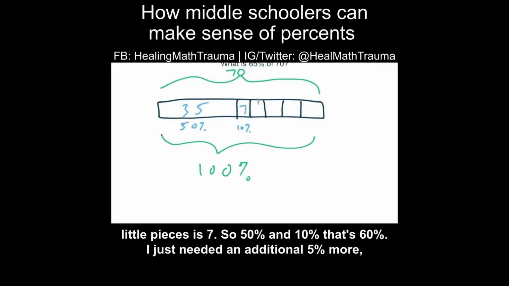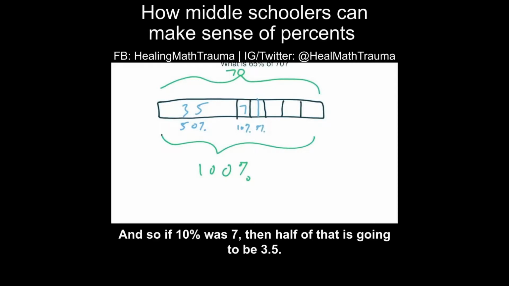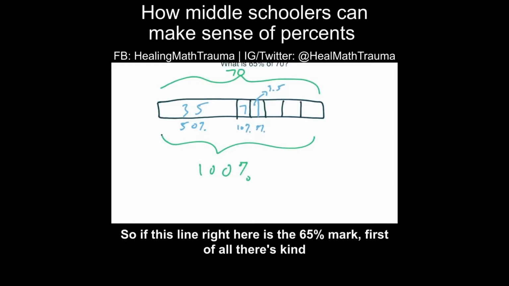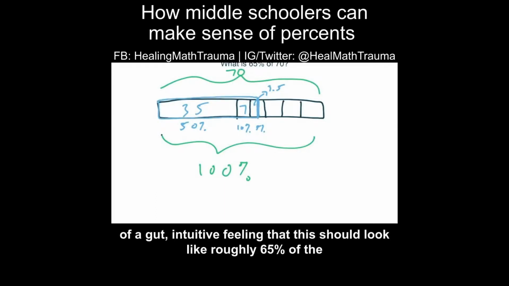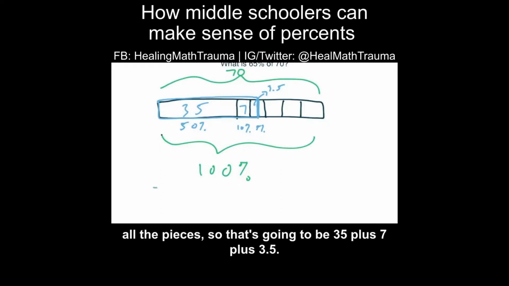I just need an additional 5% more, which is going to be half of 10%. And so if 10% was 7, then half of that is going to be 3.5. So if this line right here is the 65% mark, first of all, there's kind of a gut intuitive feeling that this should look like roughly 65% of the total. And to figure out what that 65% is, I now just need to add up all the pieces. So it's going to be 35 plus 7 plus 3.5.